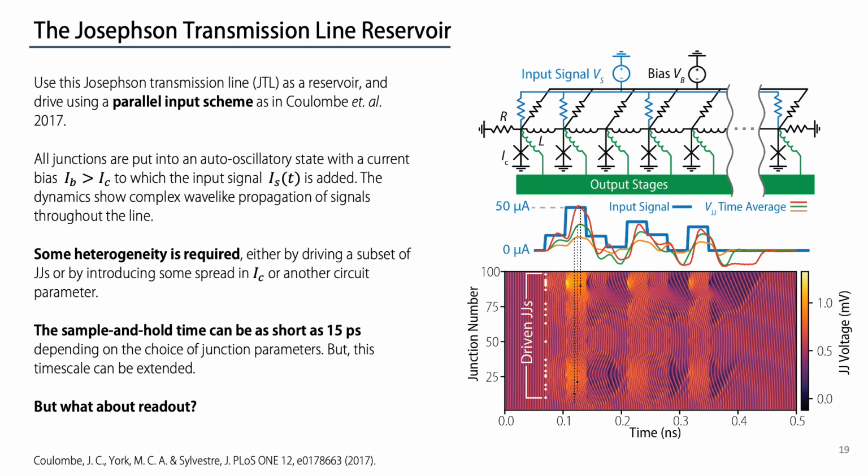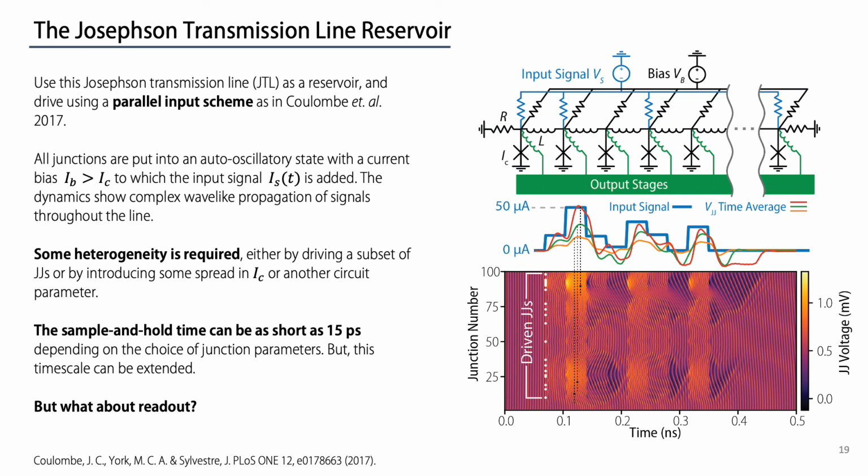Either this can be achieved by driving a subset of the junctions, as we do here, as shown by the blue input signal only being distributed to a fraction of the junctions in the line. Alternatively, some spread in the critical current or another circuit parameter can be used, in order that we do not excite a uniform mode of the system.